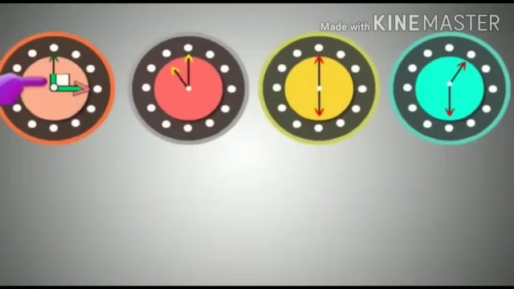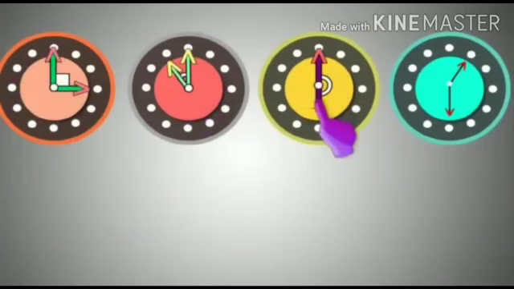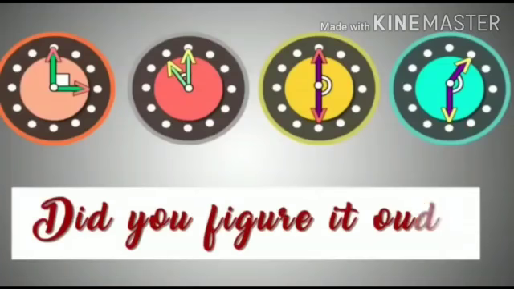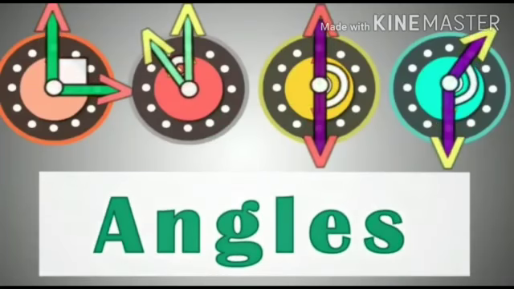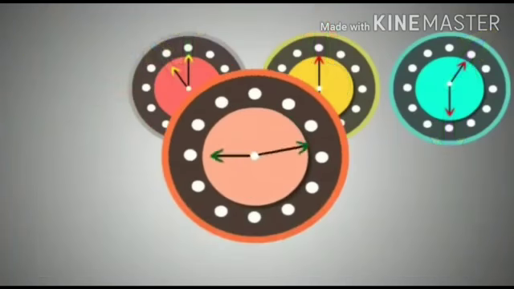Now, what can you observe from these clocks other than the time they show? One of the most important shapes in geometry. Many concepts in geometry are based on this. Did you figure it out? Here we are talking about angles. Every time the hand of the clock moves, it forms a different angle.